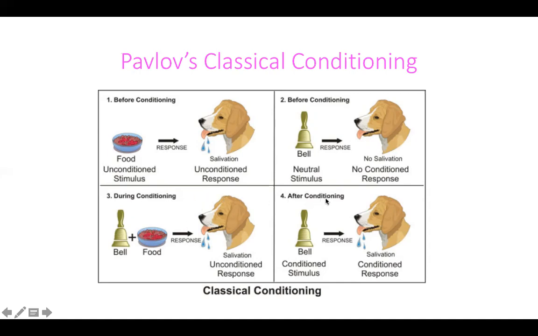And then the final phase is post-conditioning or after conditioning. And now Pavlov would ring the bell, but not present the food. And how do you think the dog would respond? Well, the dog would salivate at the sound of the bell, even though there's no food being presented. So what does that mean? Essentially, what has happened is that the dog has learned that the sound of the bell means dinner time. And so the dog has come to associate, that's really the key word here, associate or associations. The dog comes to associate the sound of the bell with food.